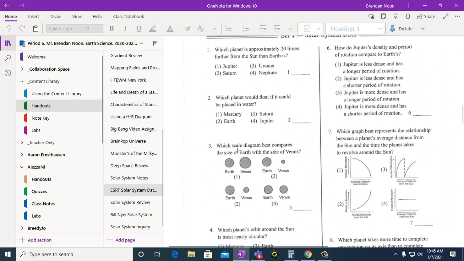Which scale diagram best compares the size of Earth and the size of Venus? All right, so Venus is just slightly smaller than the Earth. So this one isn't right because that'd be Venus is bigger. This is more like Mars, and then this is more like the Moon. So this would be a good representation of how Venus is.